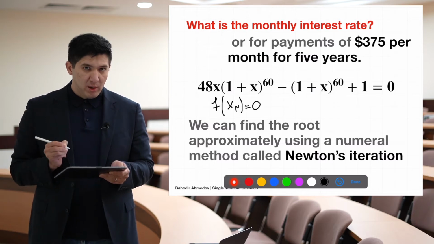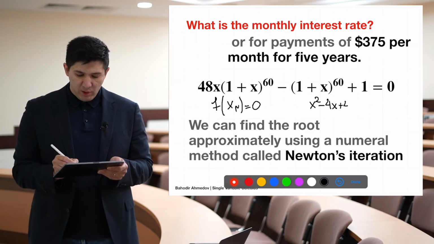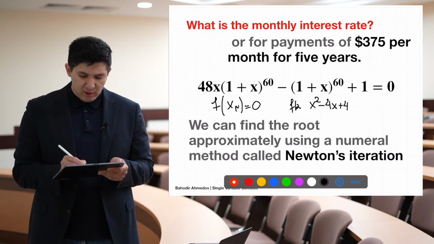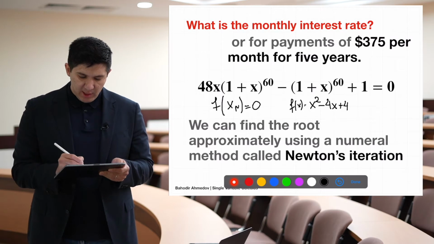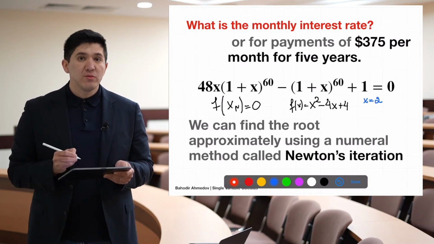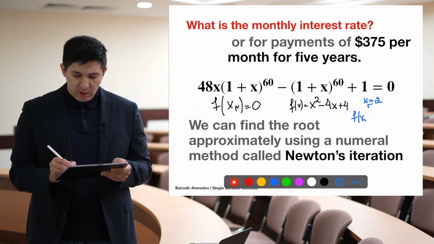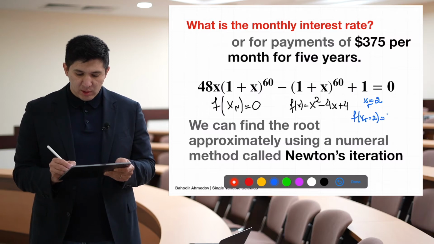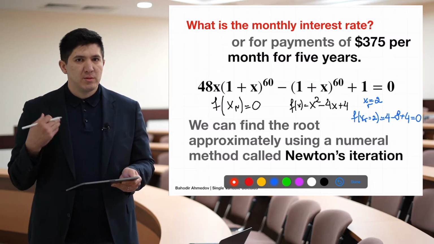For example, if I'm given the function f of x equals x squared minus 4x plus 4, I call x equal to 2 the root of this function, because if I substitute x_r equal to 2 into this equation, it is going to be 4 minus 8 plus 4, which is equal to 0. This is what I'm going to call the root of the function.